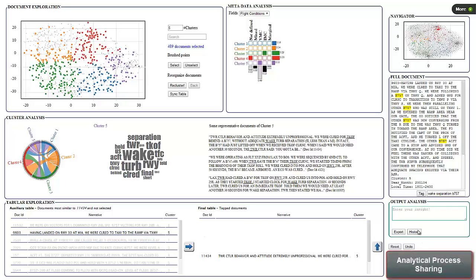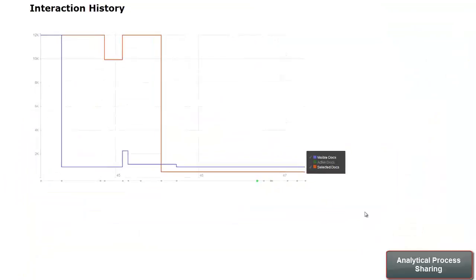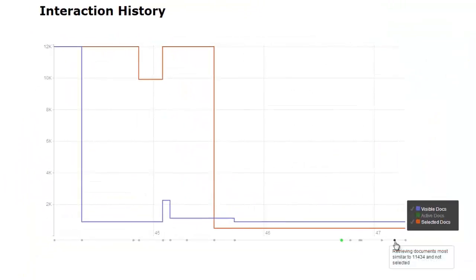Finally, we can also look at the history of all our interactions. This is important to see the sequence of interactions that led us to the patterns we found, and also use these to backtrack to any point in time.